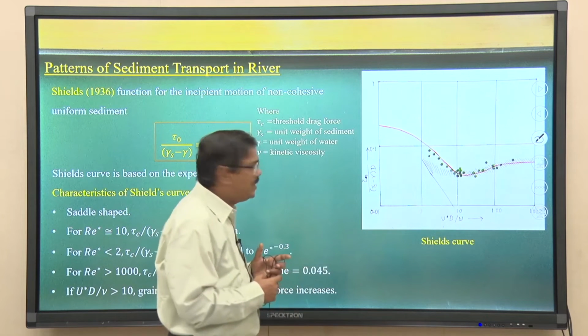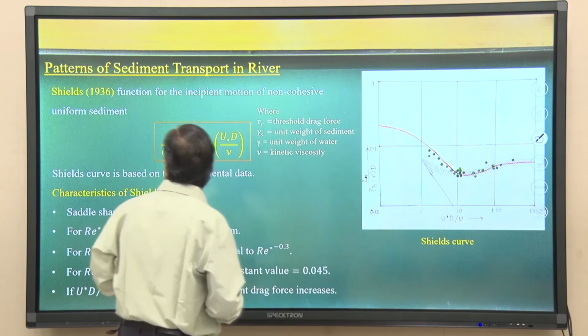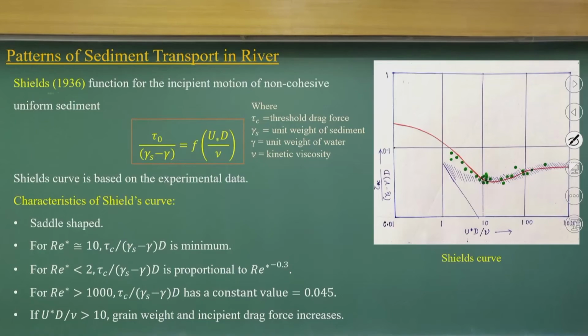Okay. A huge experiment was conducted by Shields in 1936 to find the incipient motion for non-cohesive uniform sand. We say both: uniform and non-cohesive. What he got is very interesting: the particle Reynolds number, or grain Reynolds number, has a function of the Shields number. All these dots are experimental data.